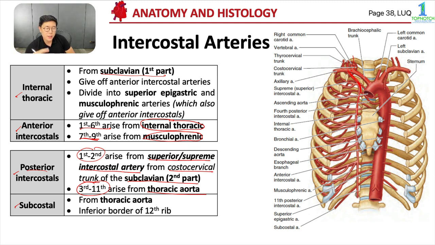And just like your subcostal nerve, your subcostal artery is found at the inferior border of the 12th rib. So basta below all the ribs na, subcostal siya. And it's from the thoracic aorta as well.